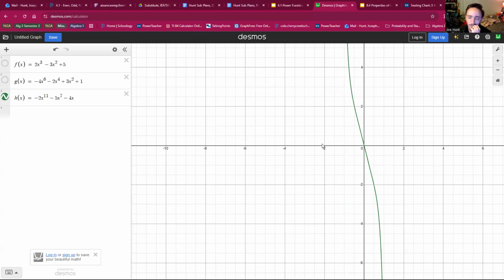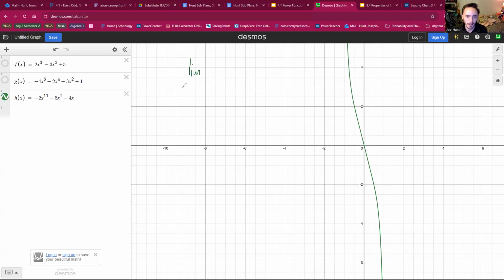This one's kind of interesting. H of x is three terms. So you can think of it as a trinomial or just a general polynomial. It's got an x to the 11th term, which is an odd degree. It's got an x to the 7th, which is an odd degree. And it's got x to the first, which is an odd degree. Its end behavior is kind of like that of a cubic, but it's upside down, right? As I go to the right, it's going down really quickly. As I go to the left, it's going up really quickly.